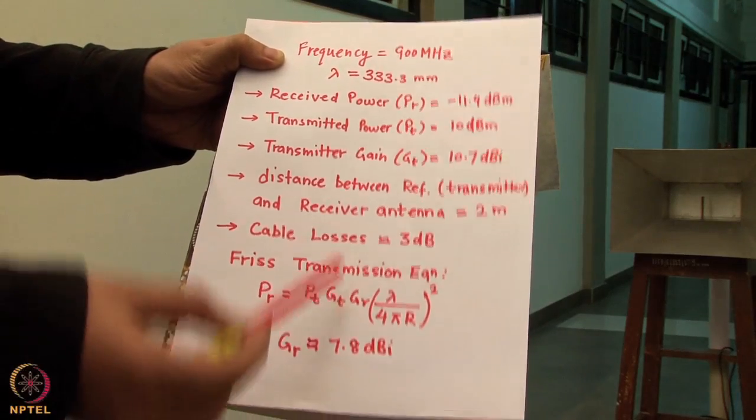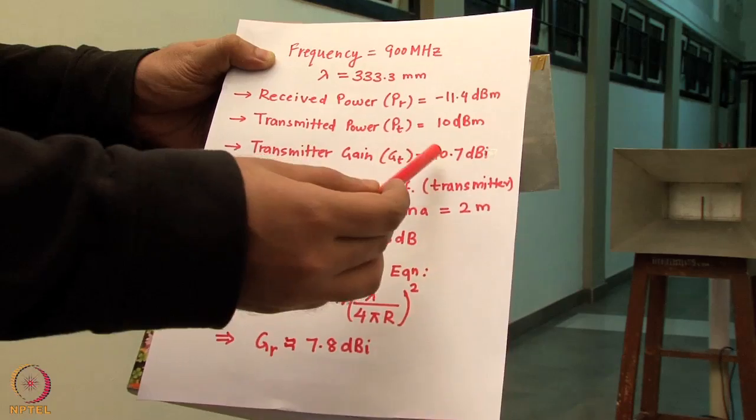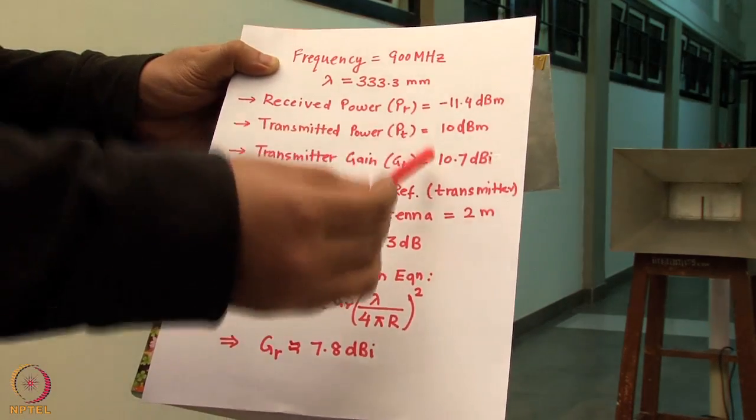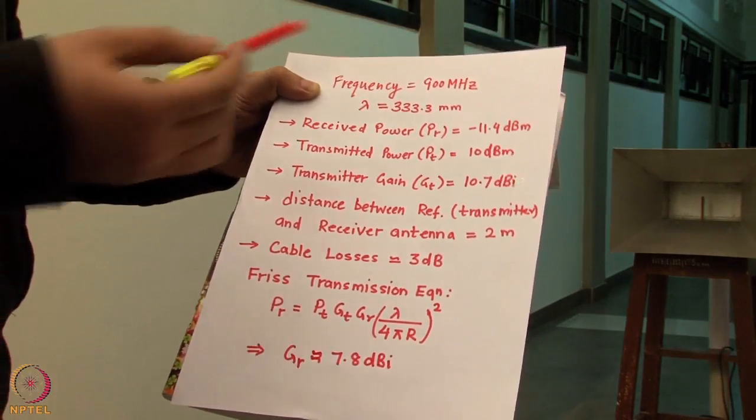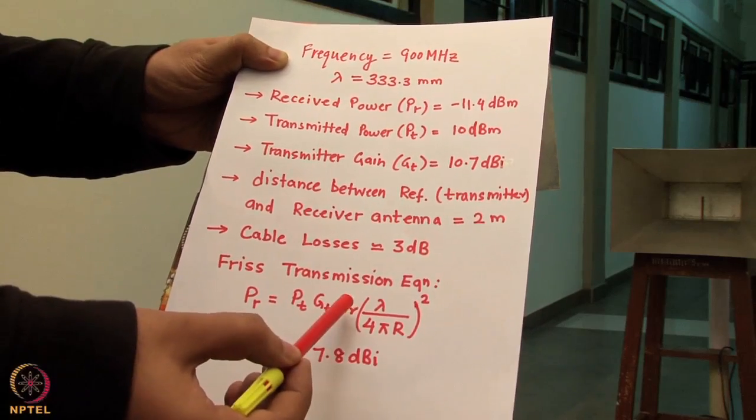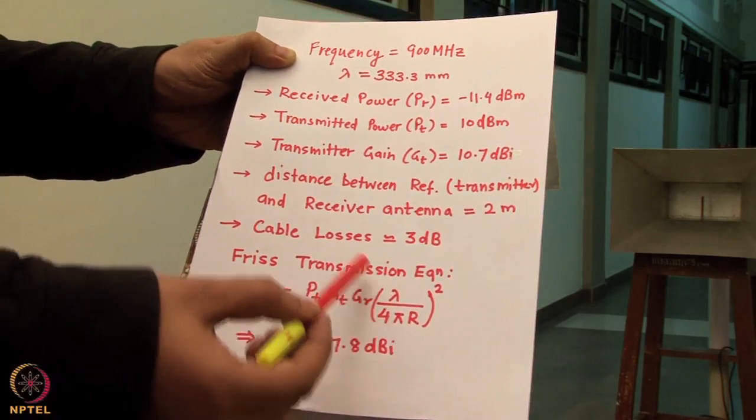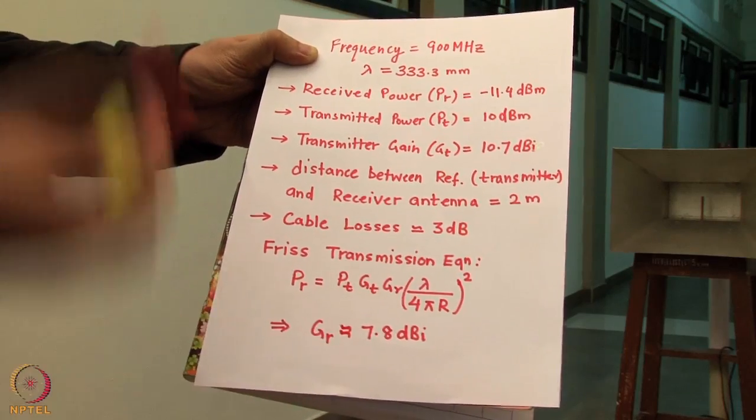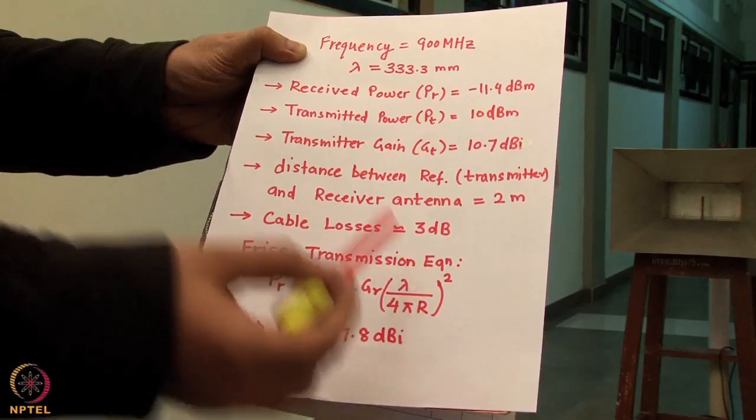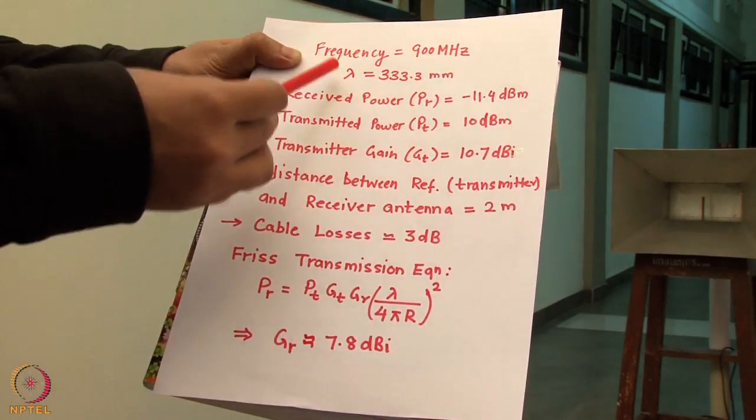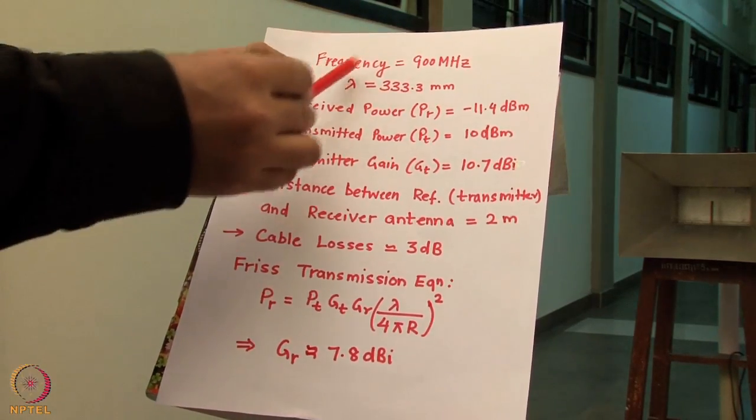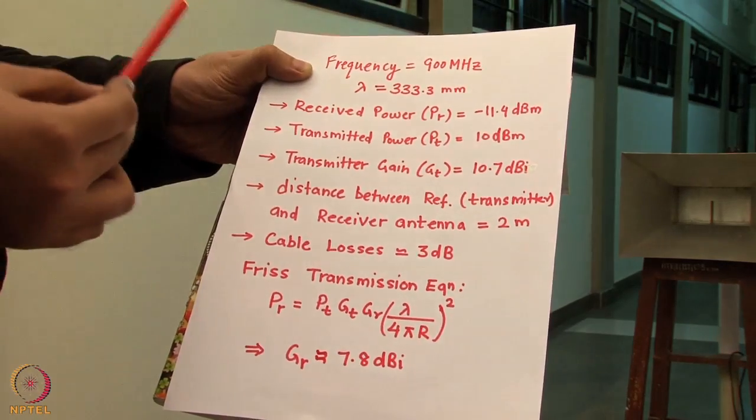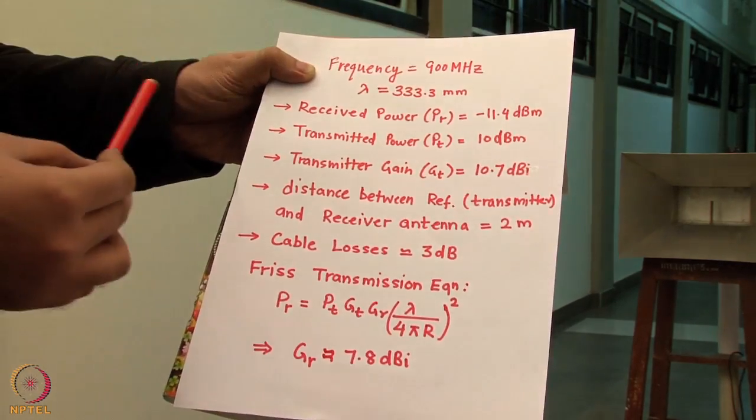Next is GT, the transmitter gain, which is the reference antenna gain, approximately 10.7 dBi at 900 megahertz. Next is GR. This GR value we will calculate from this equation. Lambda is the wavelength, which can be calculated as C by F. C is the speed of light, and the frequency F is 900 megahertz. So you can calculate the wavelength.